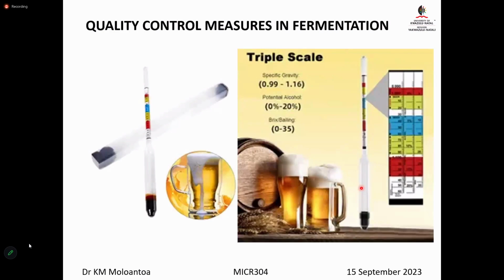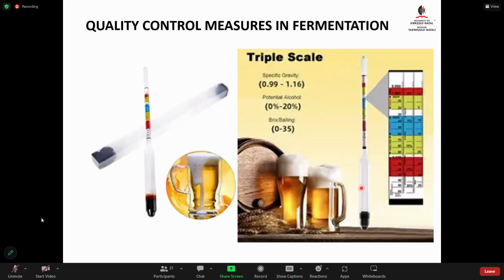All right. So that brings us to the last part of the lecture, the quality control measure, where you are measuring.